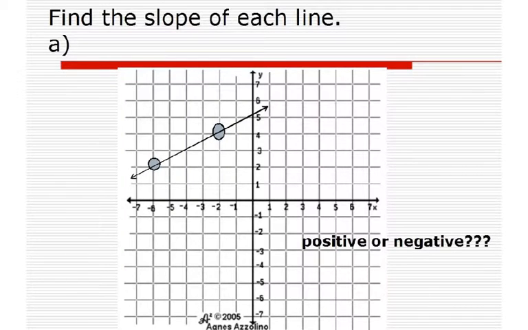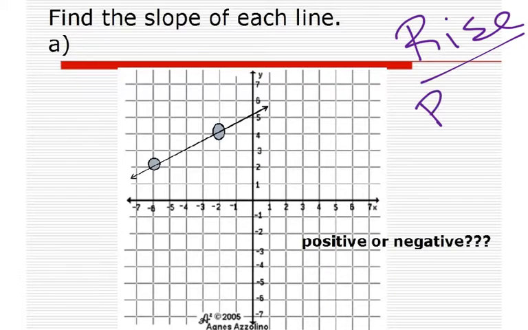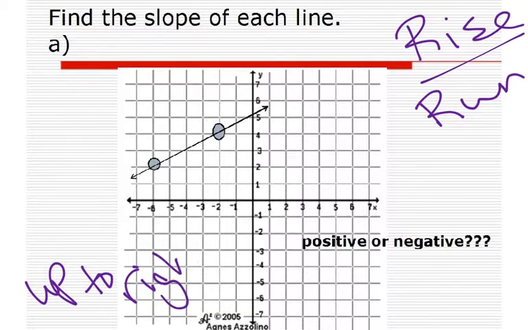So we have a graph and they want the slope. Remember, it is rise over run. First of all, you need to ask yourself, is my slope positive or negative? Notice that it goes up to the right. And we said earlier, if it goes up to the right, it is a positive slope. What you have to do is draw a rise and a run so that you basically form a little triangle using the points they gave you.